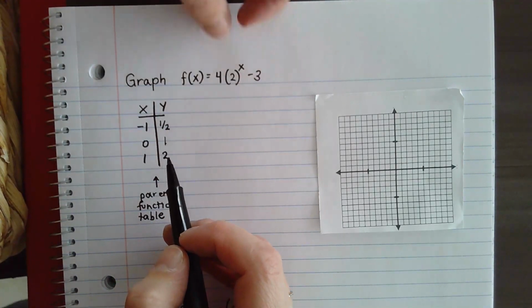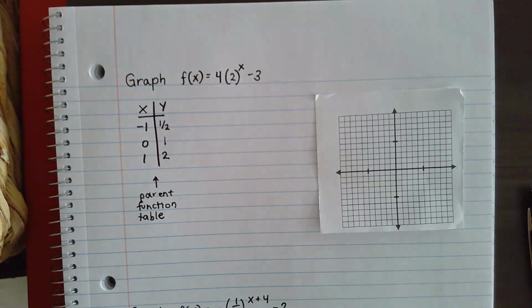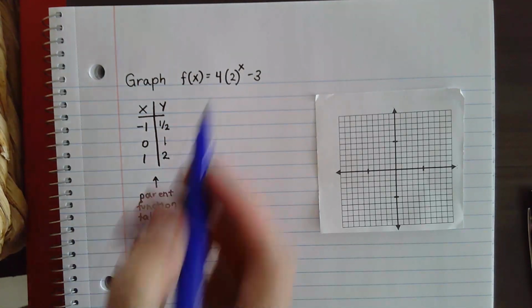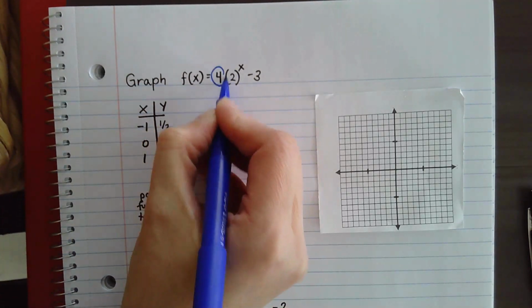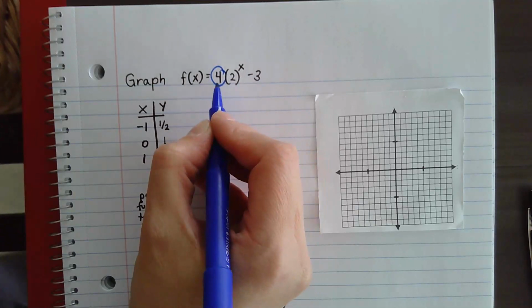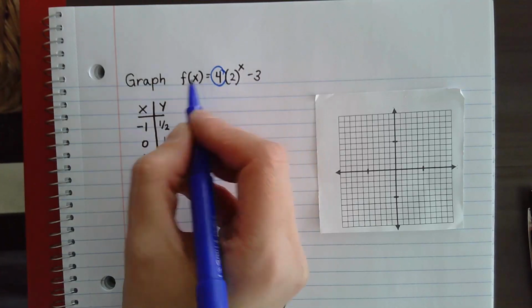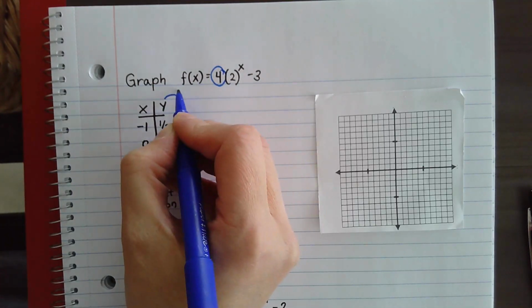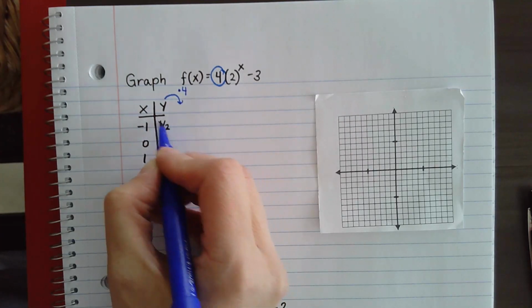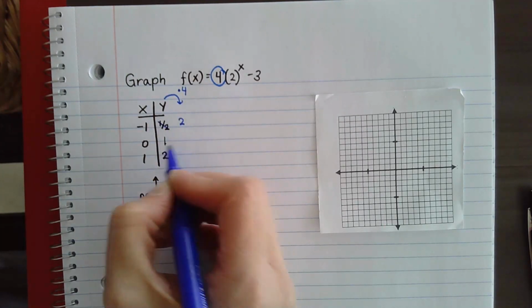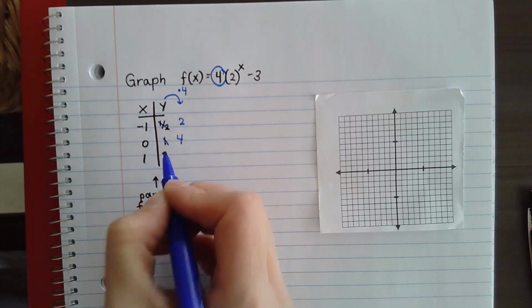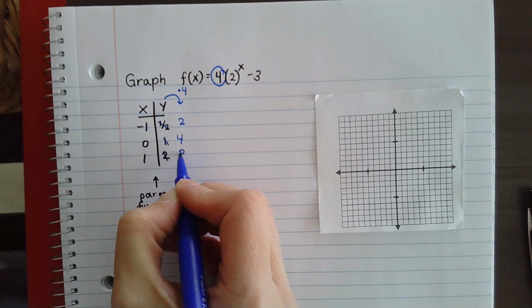Now I'm going to apply my 2 transformations, I'm going to use a different color here, to this table. So I have times 4 first. I'm just going to go in order here. A stretch of 4 multiplies all my y values by 4. So times 4, times 4, times 4.